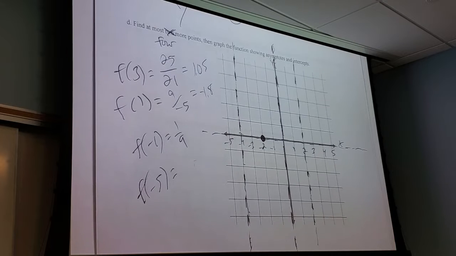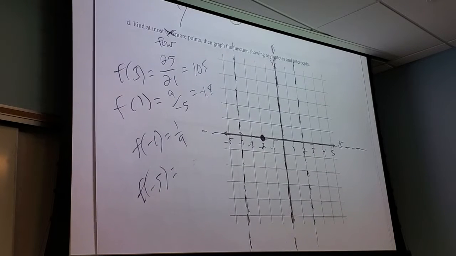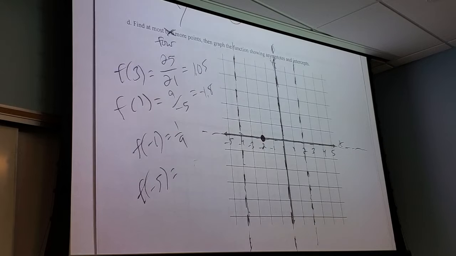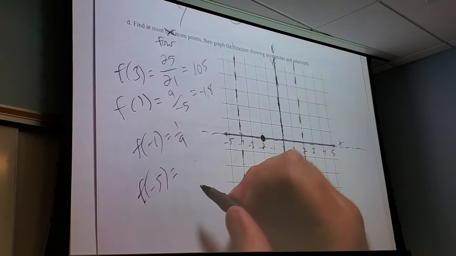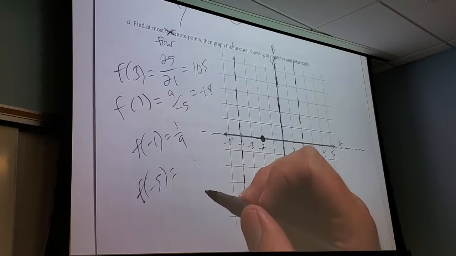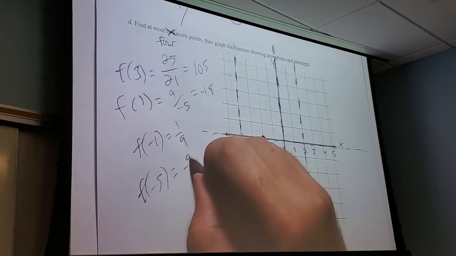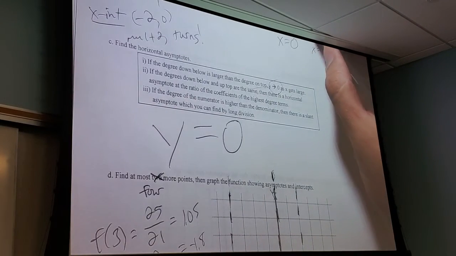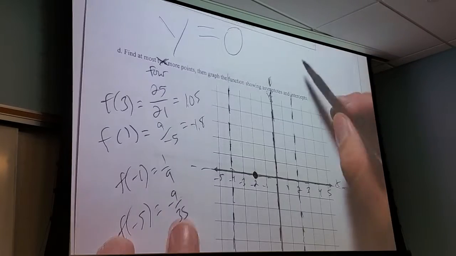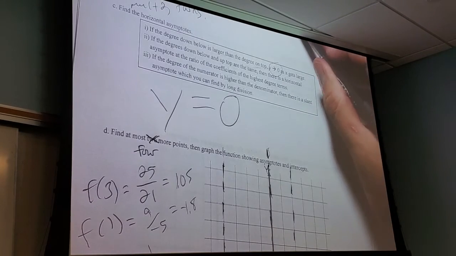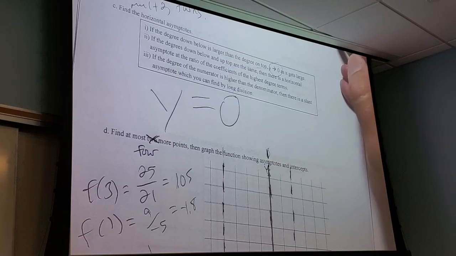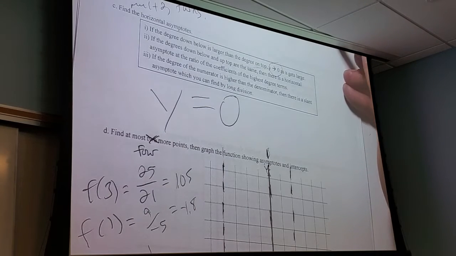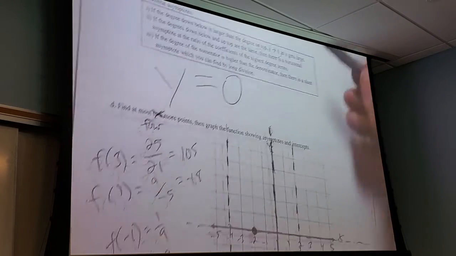Do you guys catch on to what's happening here? Once I set up those walls, I just need maybe 1 point to tell what side of the walls the function is on. So let's see, what did I get? Negative 9/35, I think, when I did that. Negative 5 plus 2 is negative 3, squared is 9. And then negative 5 times negative 1 times negative 7 is negative 35, yes.